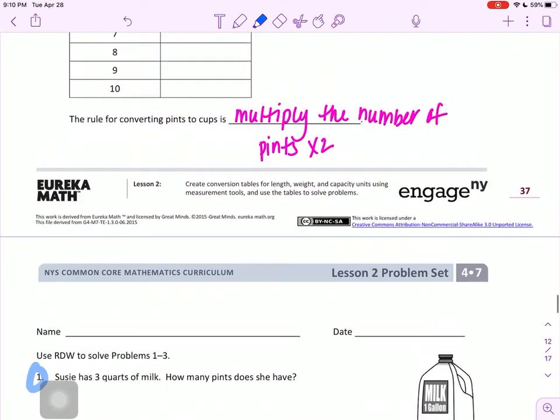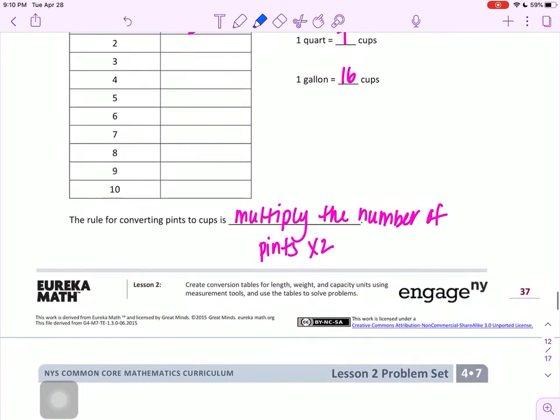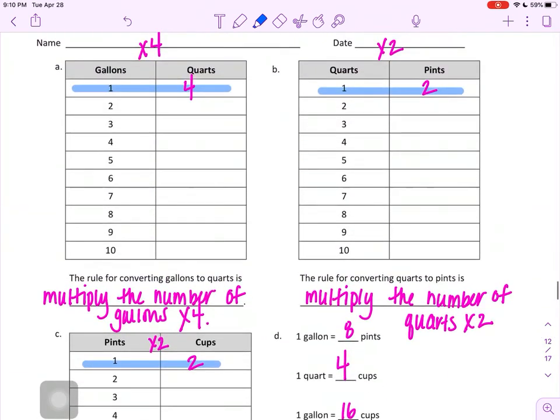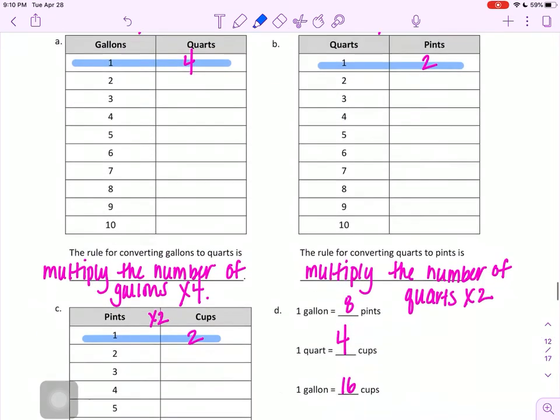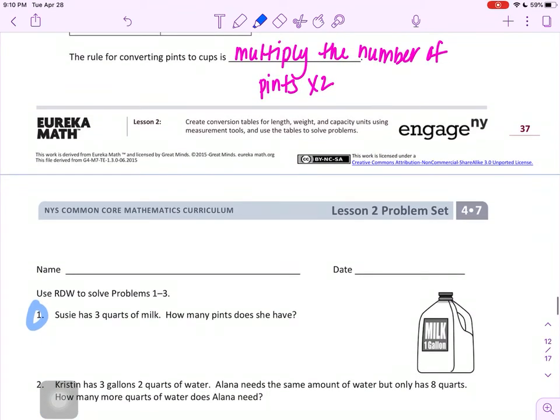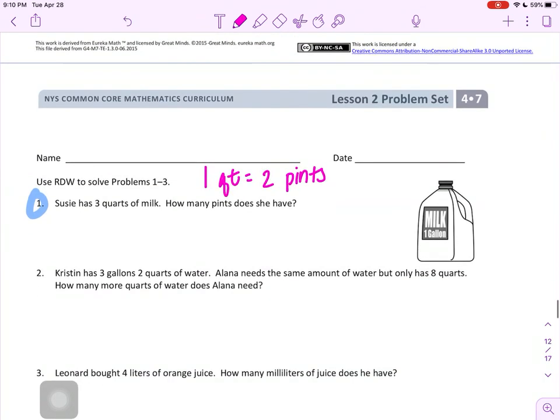So here we go. I'm going to go back up here. I need to know quarts to pints. Okay. I know that 1 quart equals 2 pints. That's the first thing I'm going to write. 1 quart equals 2 pints. All right, so Susie has 3 quarts of milk. How many pints does she have?